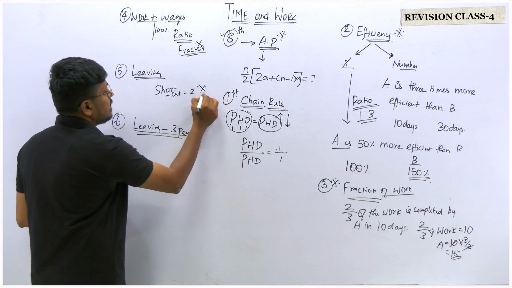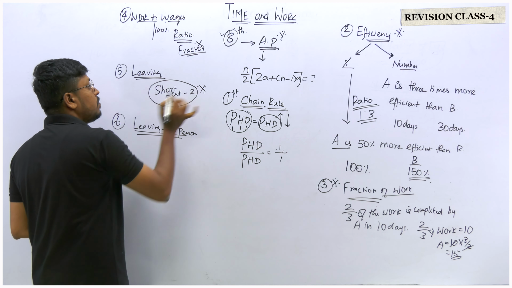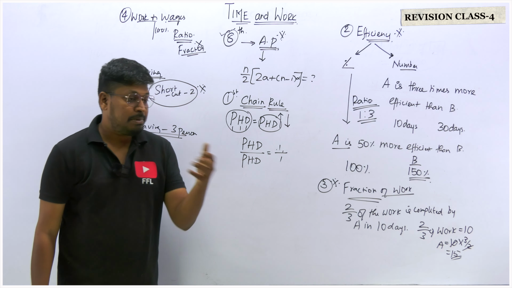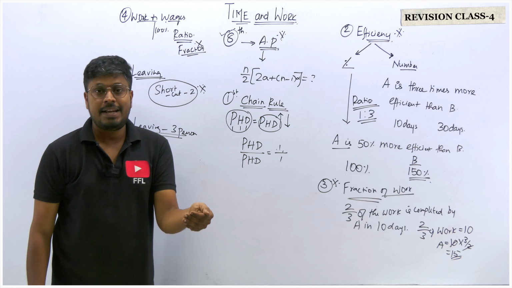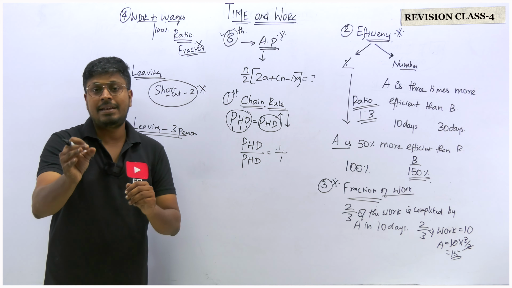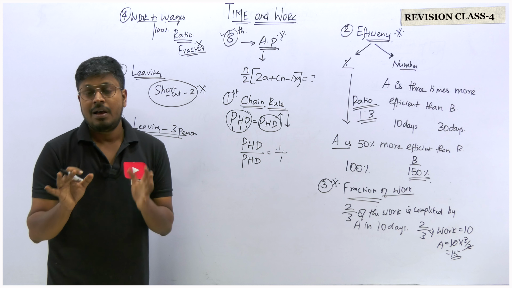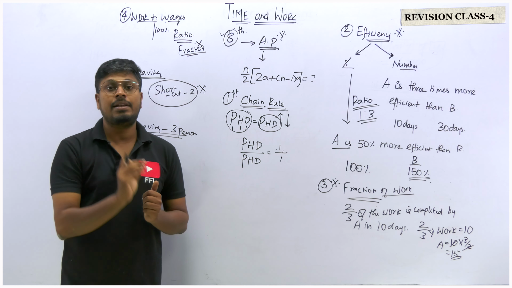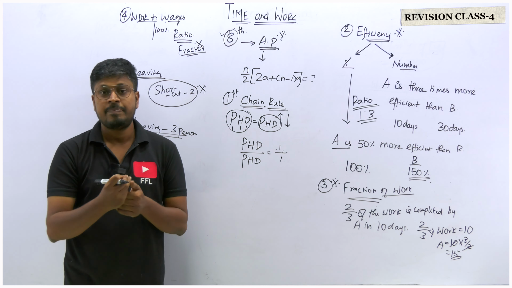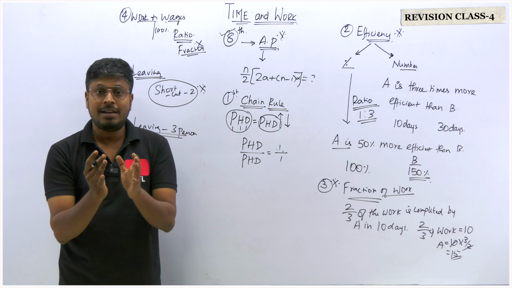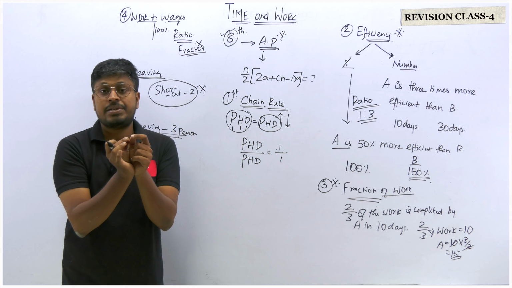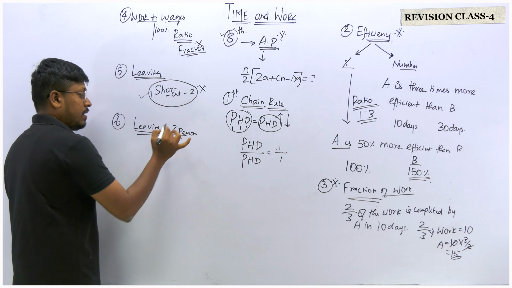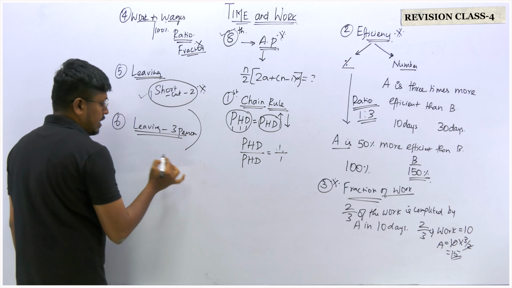Shortcut number 2. Why? Because this shortcut number 2, you can use for leaving as well as for joining. If 10 people are working for 5 days, and after 5 days 2 people leave, how many more days does it take to complete the work? Or else, for 5 days 10 people are working, and from the 6th day 2 new persons join the group. It is called the joining concept. So whether it is leaving or joining, we can solve all the question models by writing one simple equation, what I told in shortcut number 2. For leaving 3% also, the same shortcut. I hope you remember it.